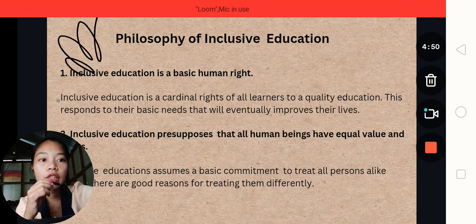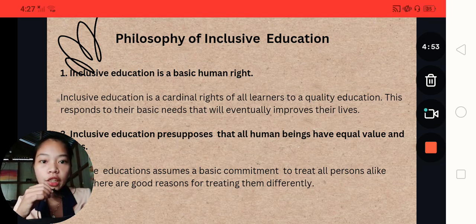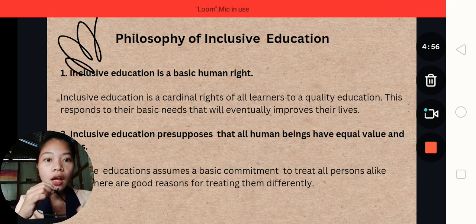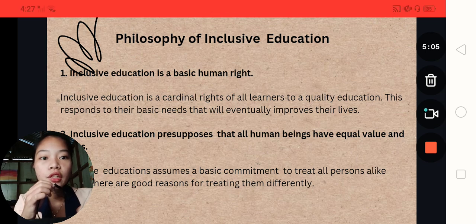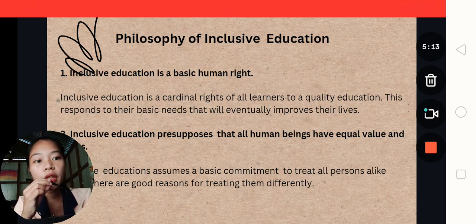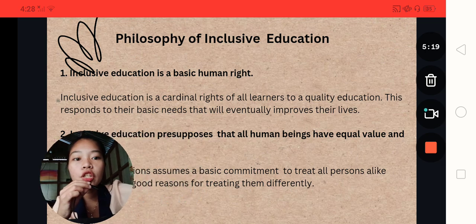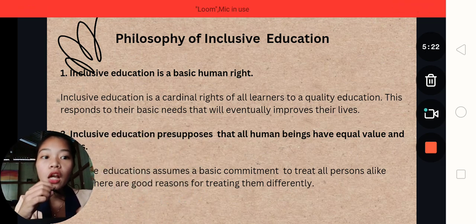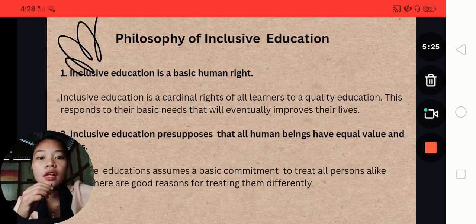And the philosophy of inclusive education. Inclusive education is a basic human right. It is a cardinal right for all learners to a quality education, and this responds to their basic needs that will eventually improve their lives. Inclusive education presupposes that all human beings have equal value and rights. It assumes a basic commitment to treat all persons alike unless there are good reasons for treating them differently.